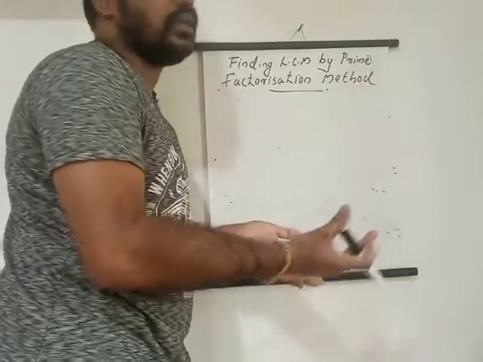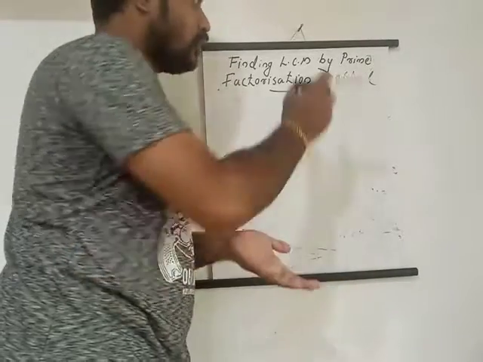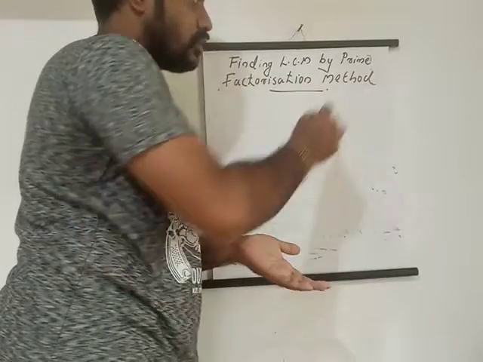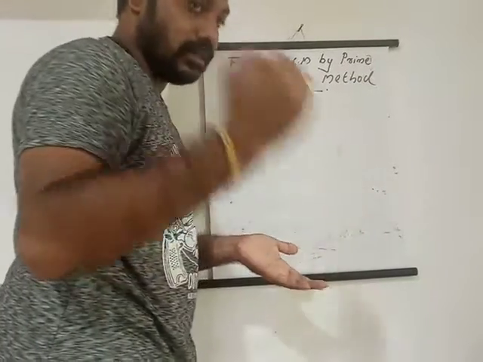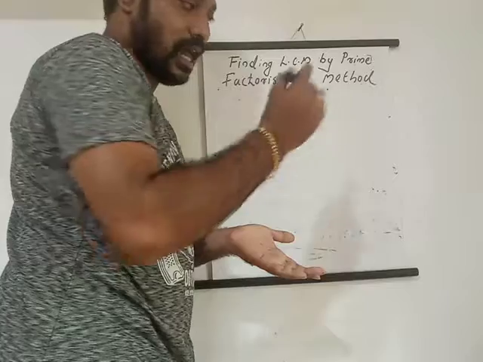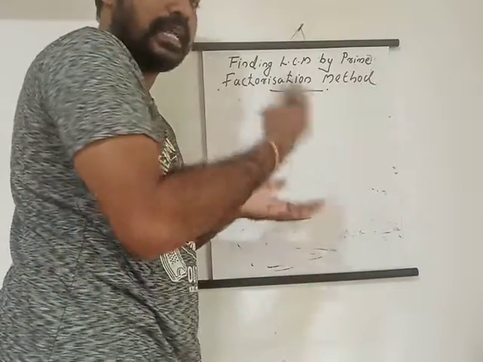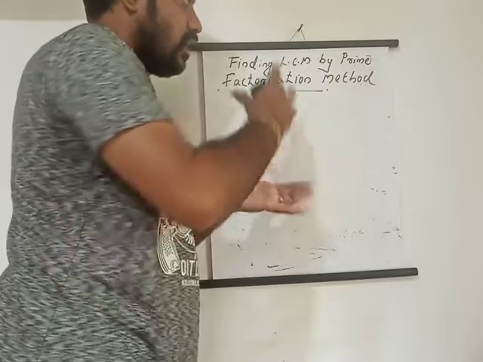To find out the HCF and LCM, we have to do the prime factorization. Understand? Prime factorization method. We follow this method until the last step, and in the last step only we have some small variations. Then we can find out the LCM and HCF there. So how can we find it?